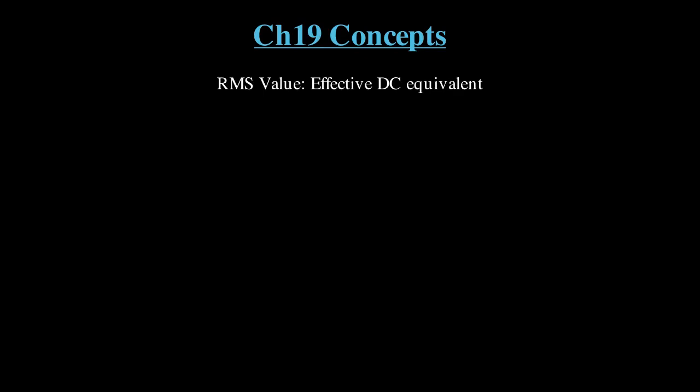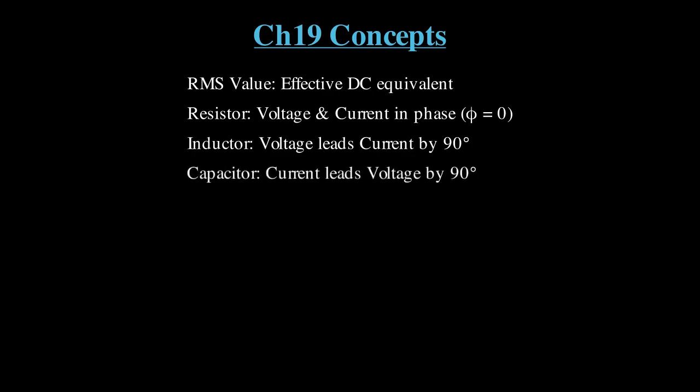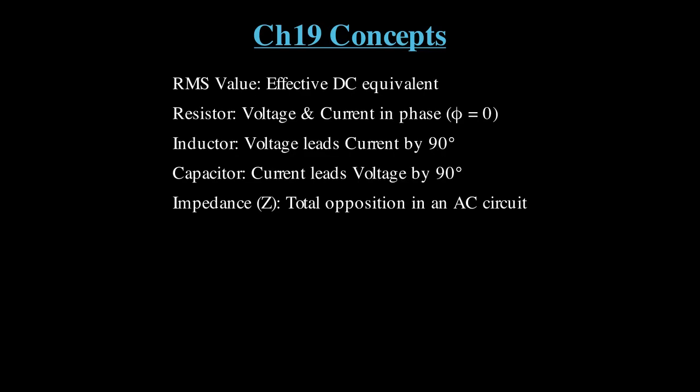When AC passes through a pure resistor, voltage and current are in phase. In a pure inductor, voltage leads the current by 90 degrees. In a pure capacitor, current leads the voltage by 90 degrees. We visualize these phase differences using phasor diagrams. For a series RLC circuit, their combined opposition is called impedance.